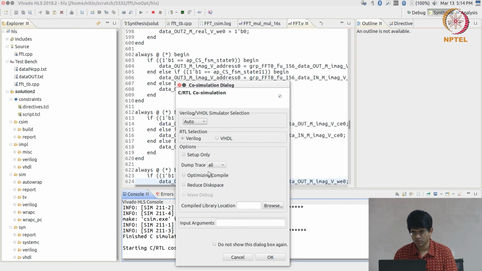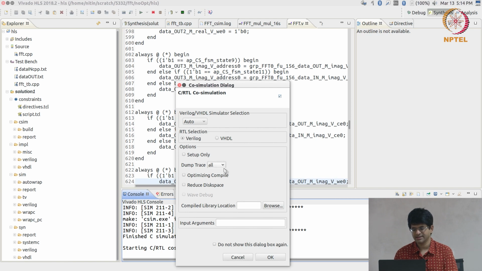One interesting thing that you should try is the default over here for this dump trace is set to none, but you can change it to all and compile it. You just click on OK, it will run. Now I am not going to do that because it takes some amount of time, I have already run it. Therefore I will just show you the final result.